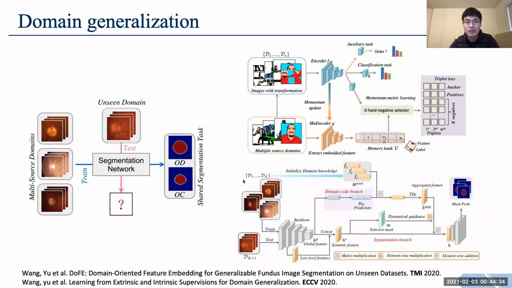And in our recent work, we propose a feature augmentation-based strategy. And we also study whether it is possible to combine self-supervised learning with domain generalization. So in our two papers, we show it is possible to utilize self-supervised learning to improve the generalization of the features. And we also show it is possible to utilize feature augmentation to improve the generalization.